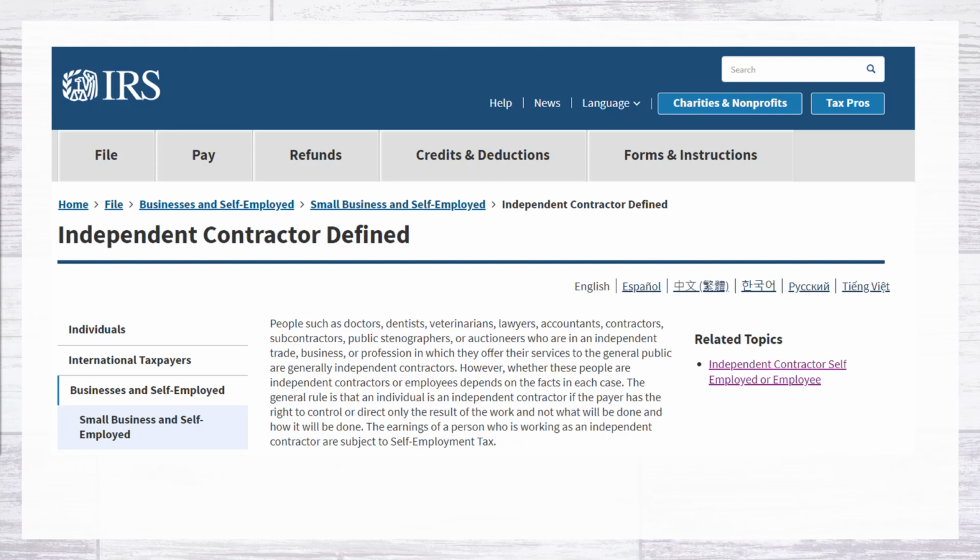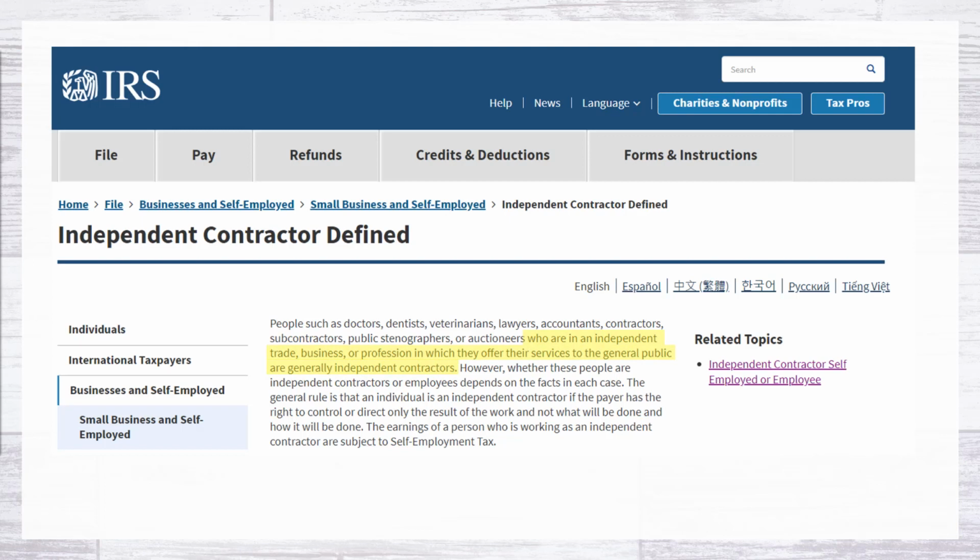The general rule is that an individual is an independent contractor if the payer has the right to control or direct only the result of the work, and not what will be done and how it will be done. The earnings of a person who is working as an independent contractor are subject to self-employment tax. Let's take a closer look.